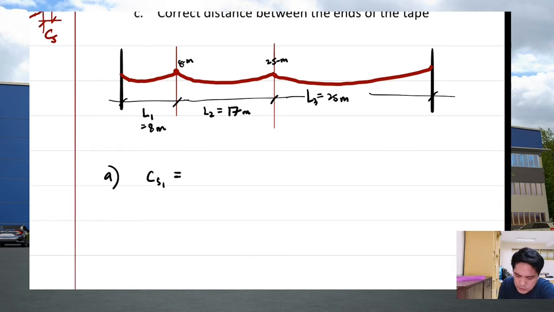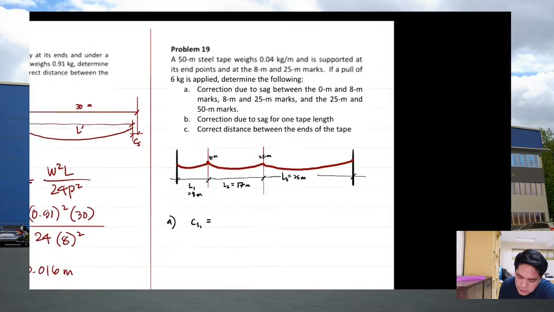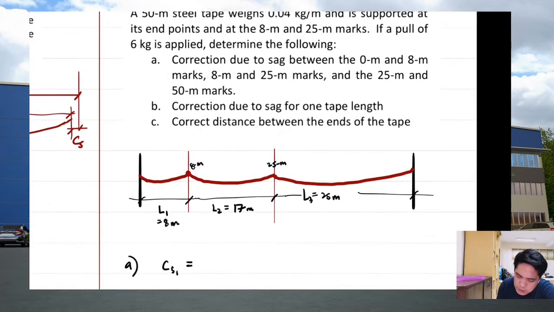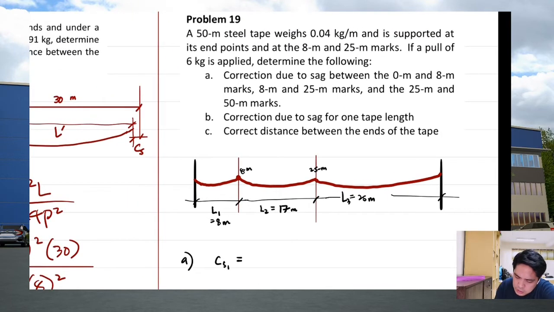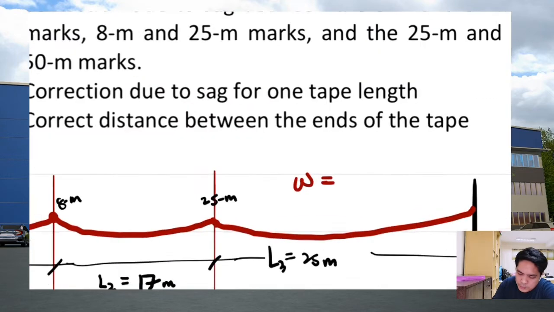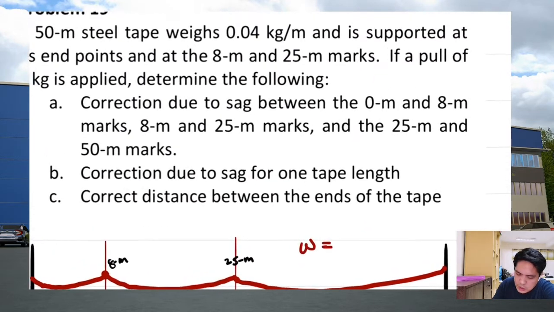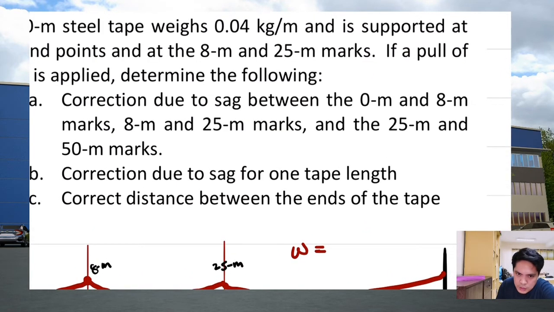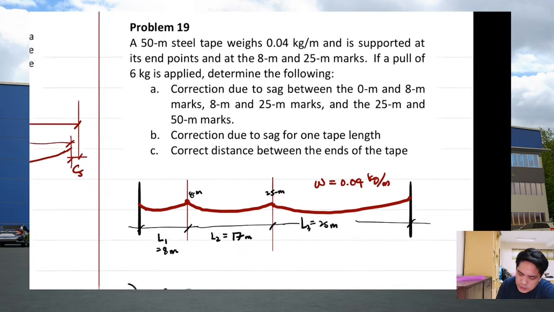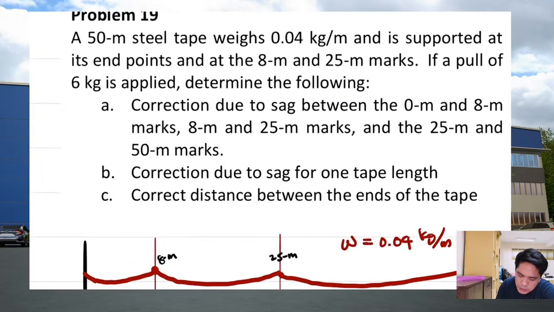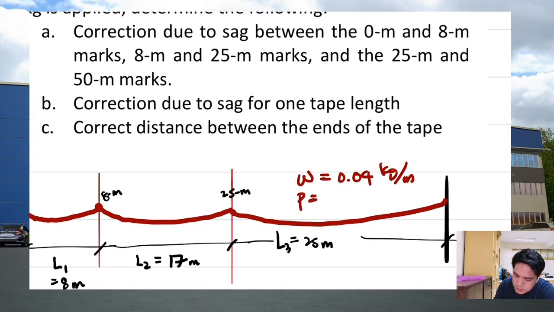CS1. For CS1, lagyan natin mga given. So the weight of the tape, this time this is omega because it's unit, the weight per tape length. So omega is equal to 0.04 kilogram per meter. And the pull applied is 6 kilogram. P is 6 kilogram.